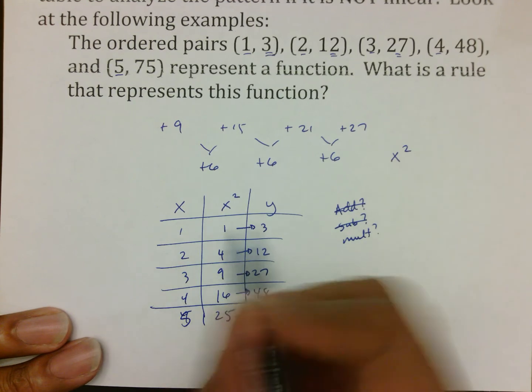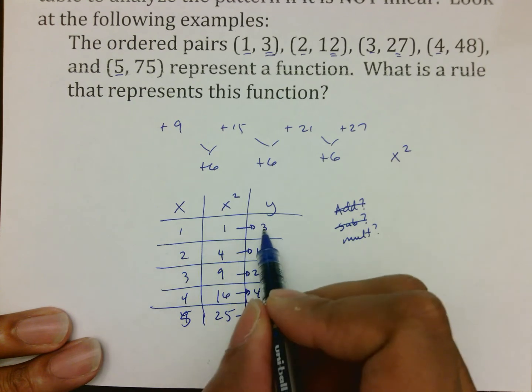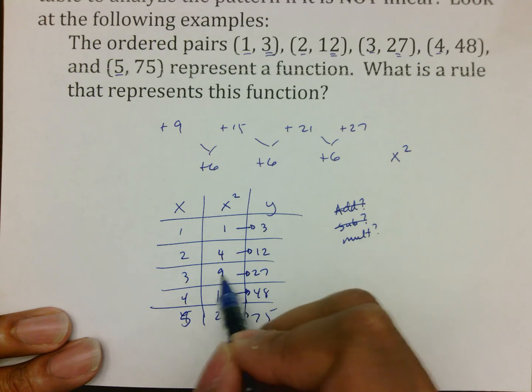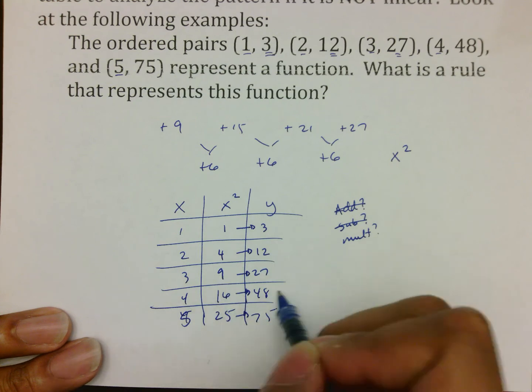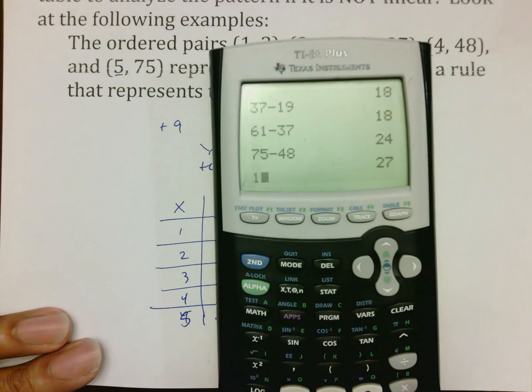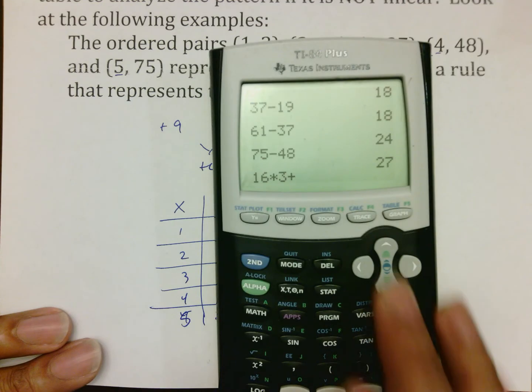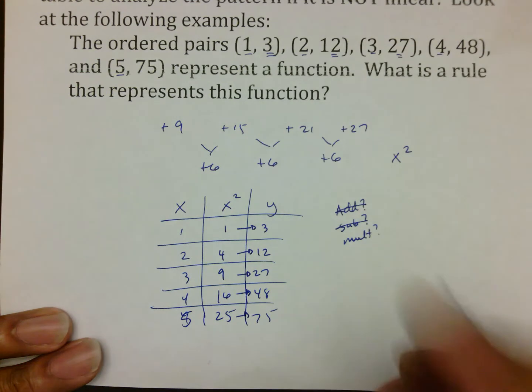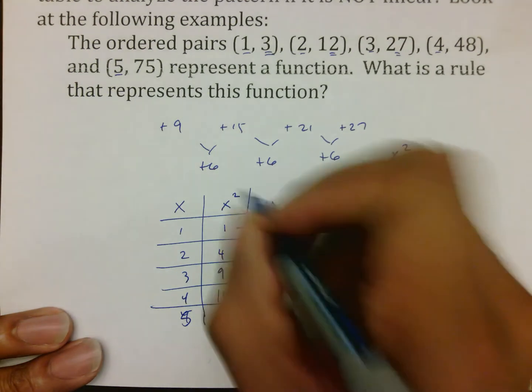Multiplication, again, do a real quick check. 1 times 3 is 3. 4 times 3 is also 12. 9 times 3 is 27. 16 times 3 is, I think, 48. It is, and 25 times 3 is 75, which means that we are multiplying by 3.